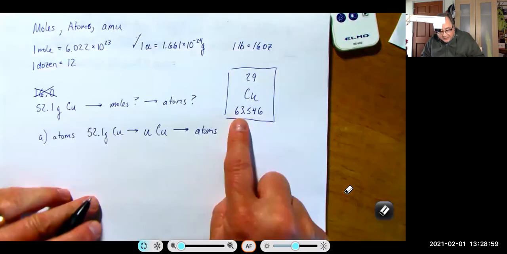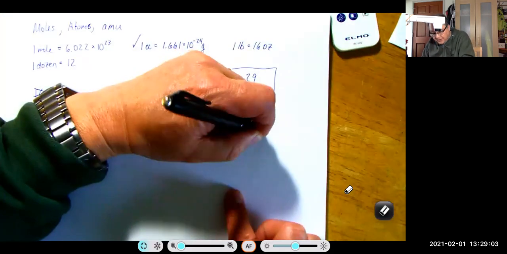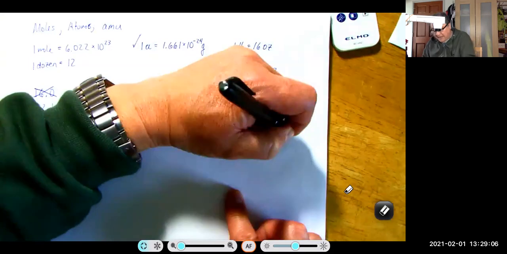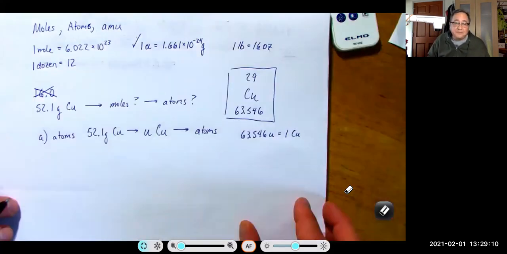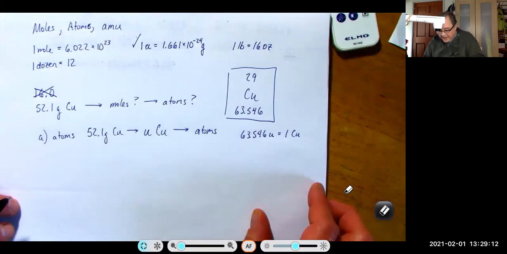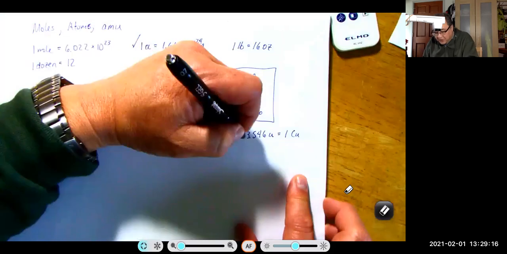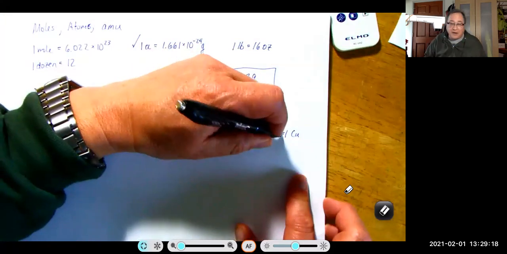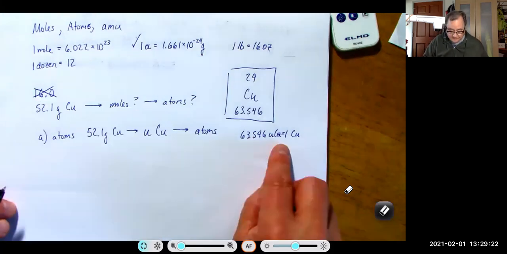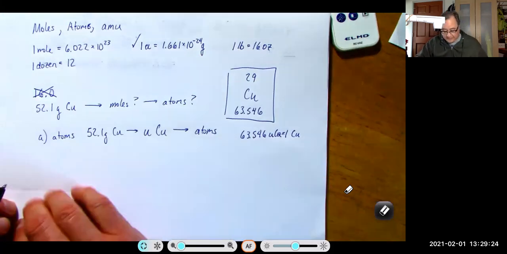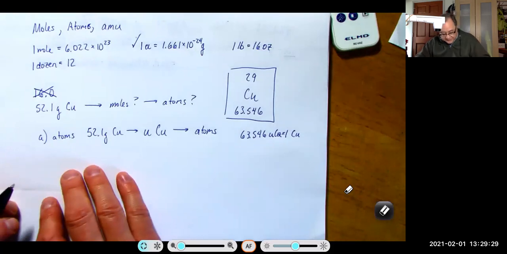Because I can write this out as 63.546 U is equal to one copper atom. And I'm not going to write atom, let's say one copper. I actually want to write 63.546 U copper is equal to one copper. So copper is my label. Are you with me there? Yes.